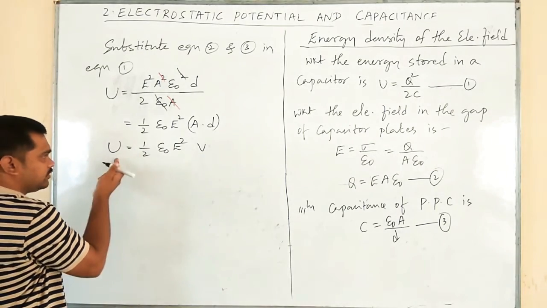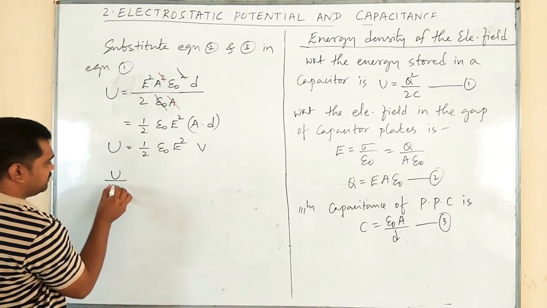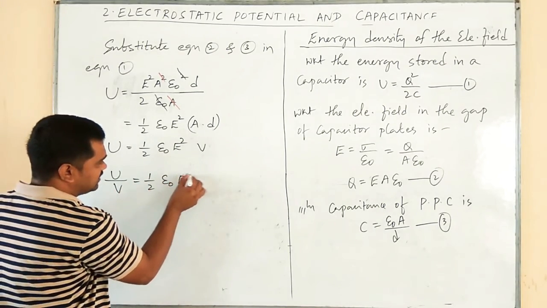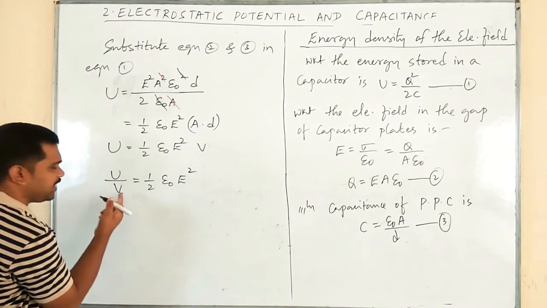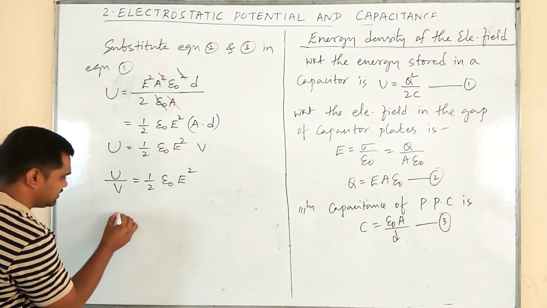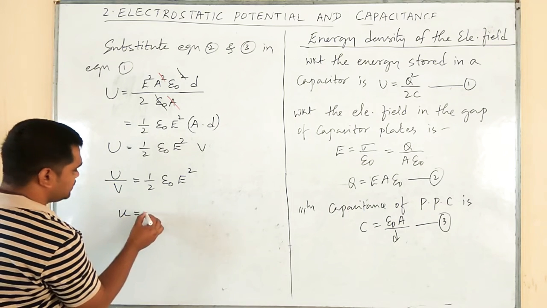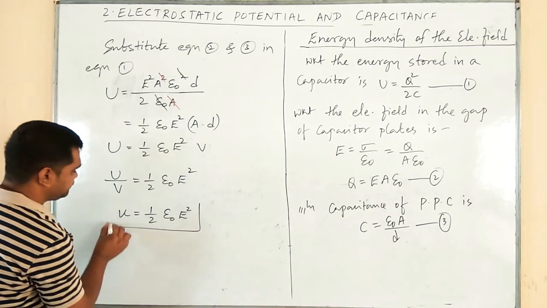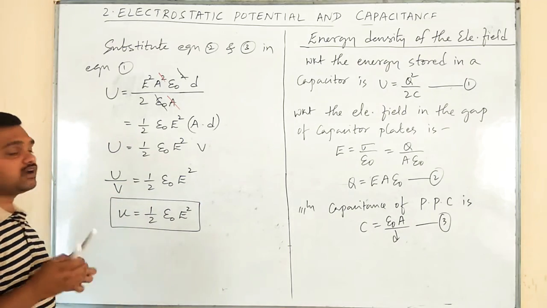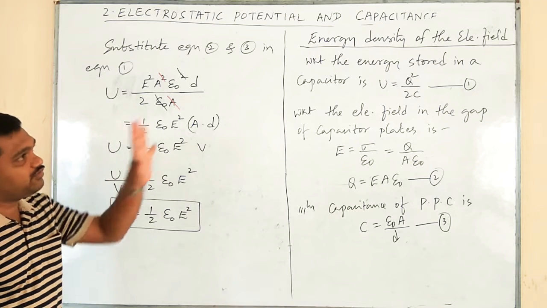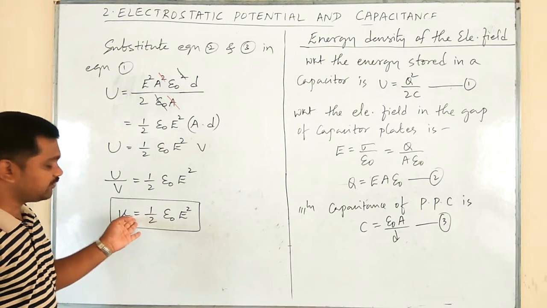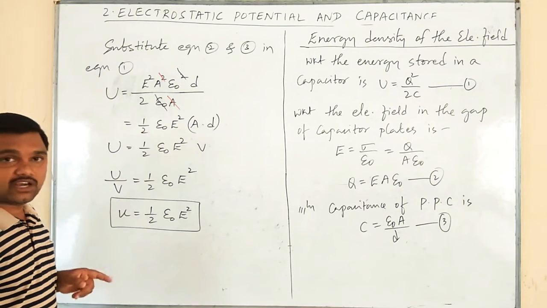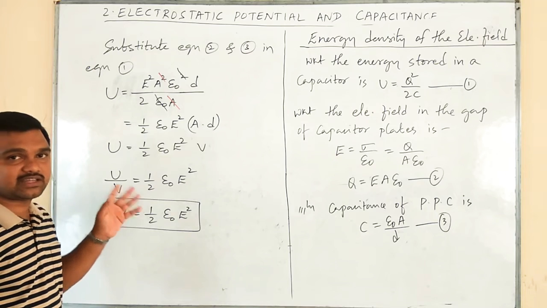I will transfer this V to this side. It becomes U by V, which is equal to half epsilon naught E square. U by V, that is energy per unit volume, is energy density, which is denoted by small u. Therefore, u is half epsilon naught E square. This is the expression for energy density of electric field. You can get it for 2 marks also. Mention the expression for energy density of the electric field and explain the terms, like that they can ask.